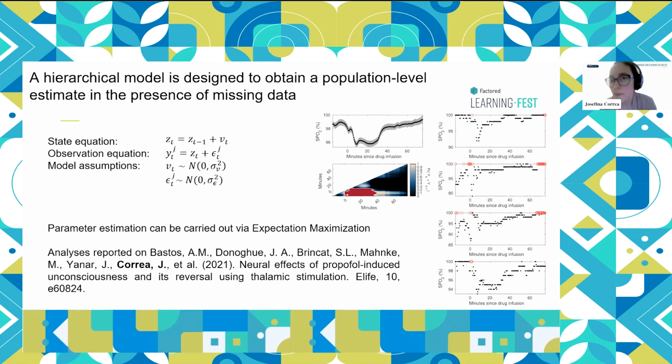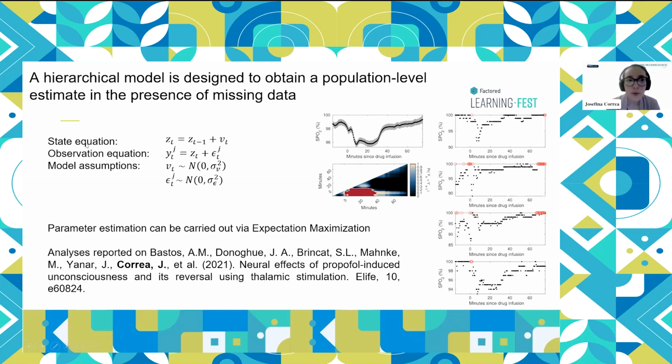And that in itself is a problem because we no longer have evenly sampled data points. So it's hard to use a typical statistical modeling framework like a state-space model for each of them. So what we did here is that we used a state-space model.